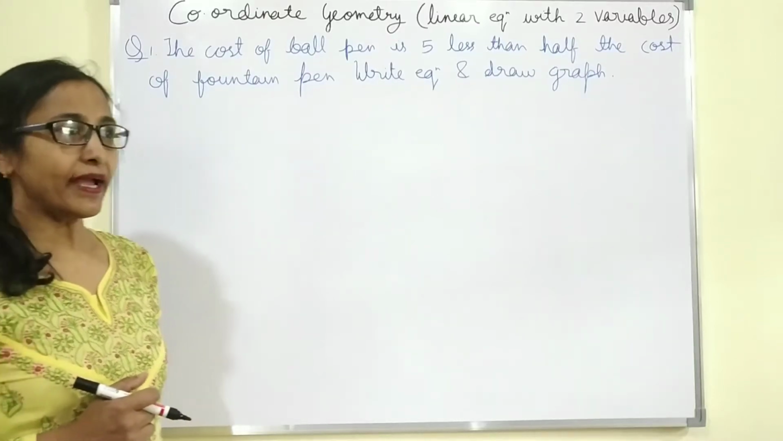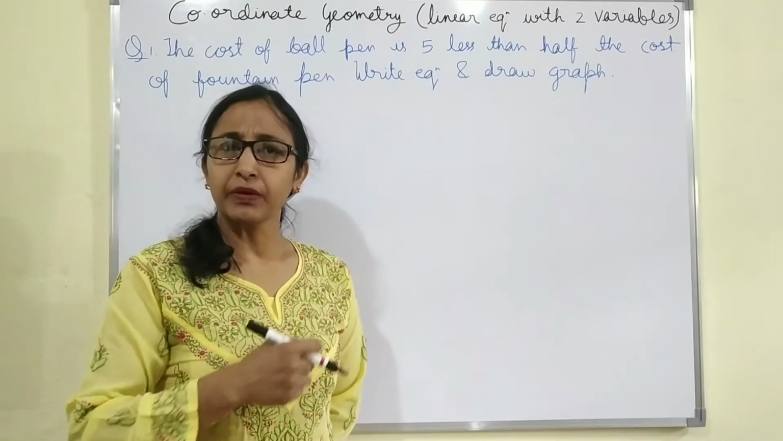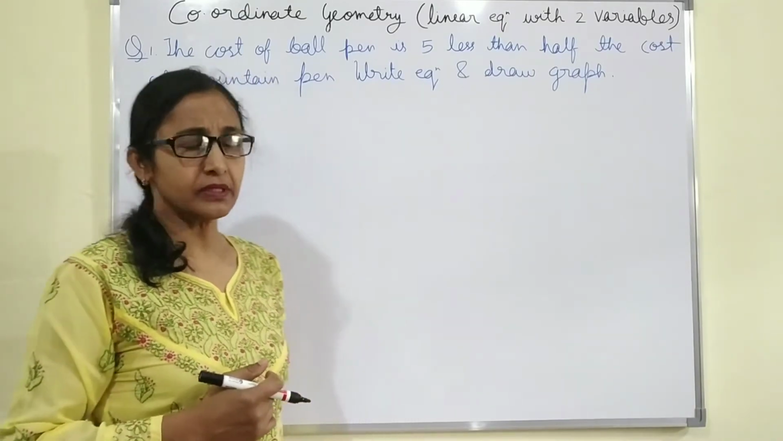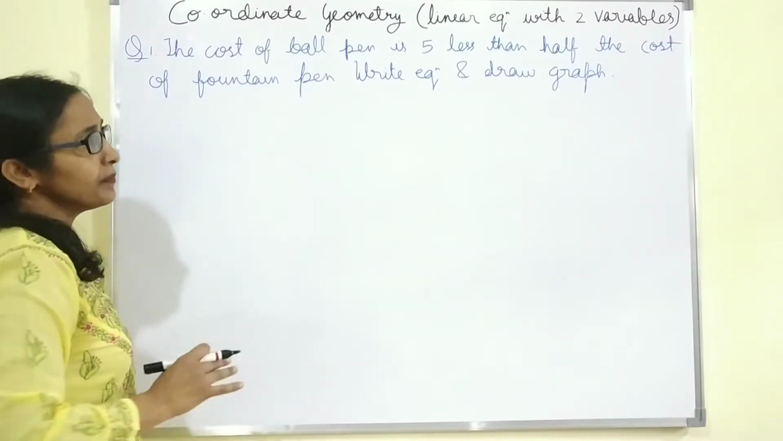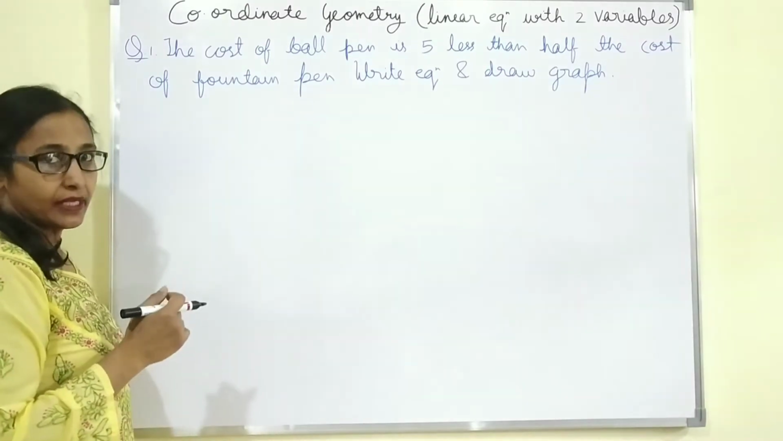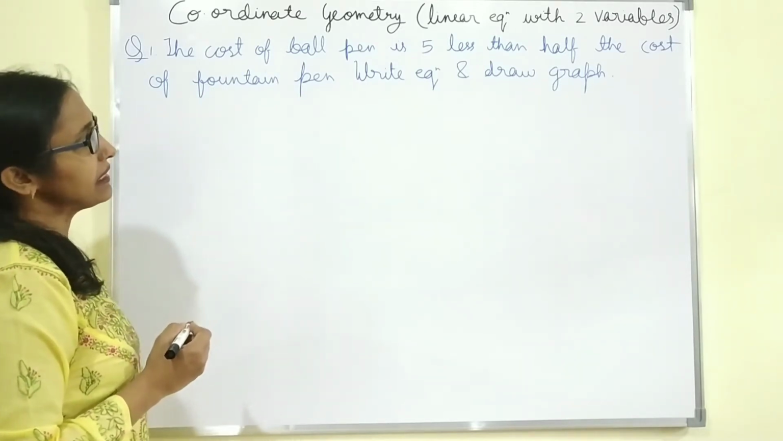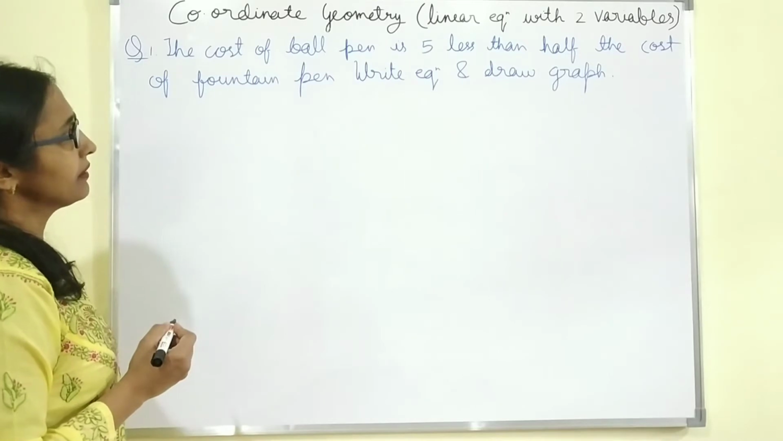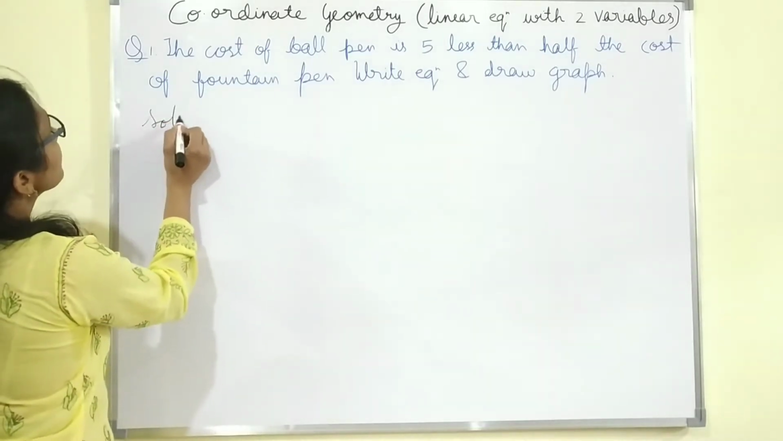In the previous video, I explained how to draw a graph with easier examples. Now we are going to solve word problems based on two variables. The cost of a ball pen is 5 less than half the cost of a fountain pen. Write the equation and draw the graph.